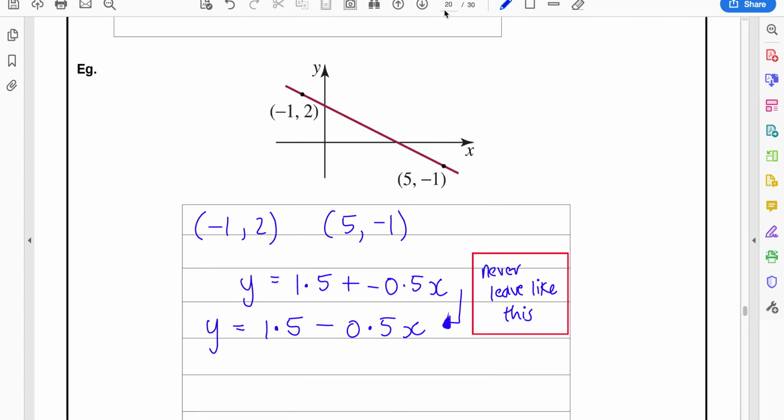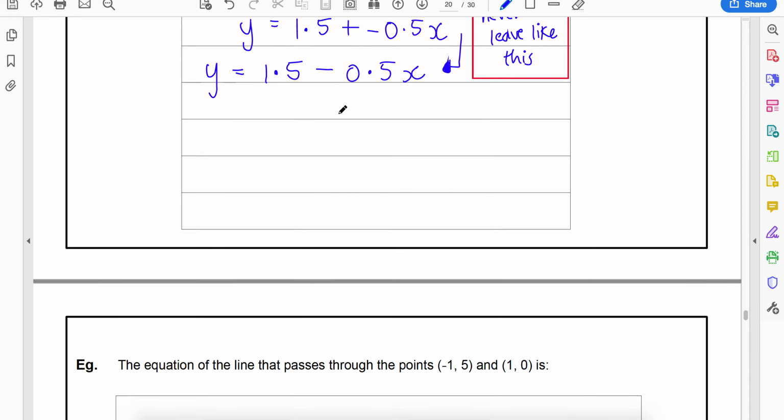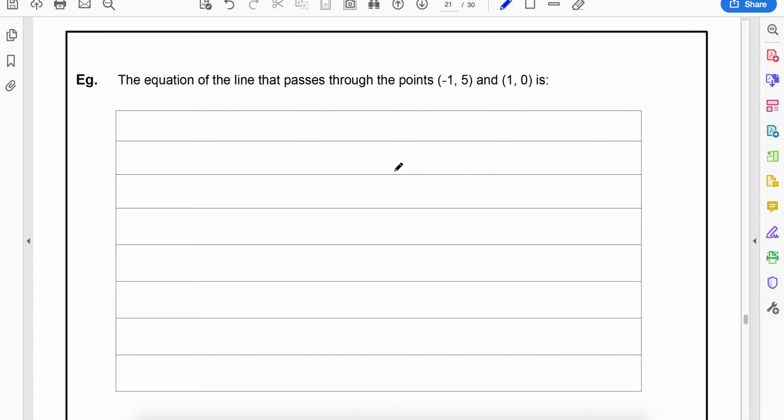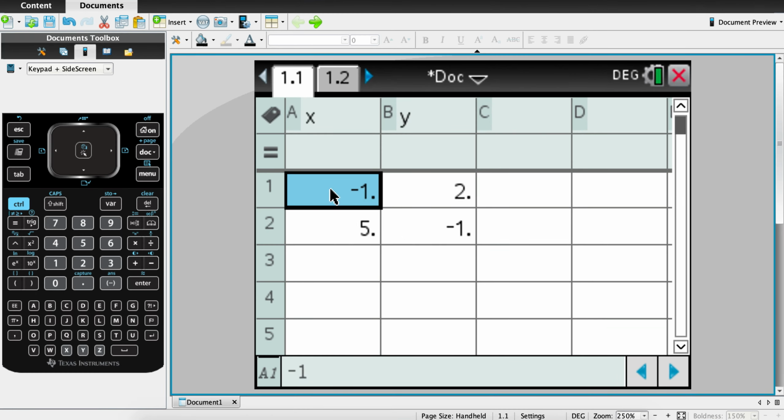So the last couple of examples, I'll just speed through these couple so that you can then have a go. Sometimes instead of being given a graph, you might just be told a couple of points that a line passes through. So again, nothing different really, because it's actually easier because you've been given the coordinates, you don't have to work out what they are. So if I put that in now, the first one was -1, 5, and the second one was 1, 0.